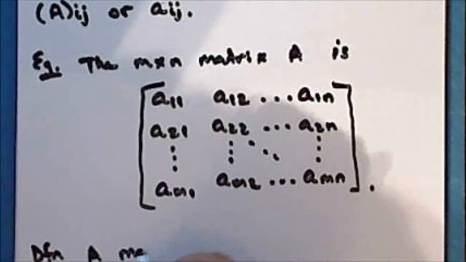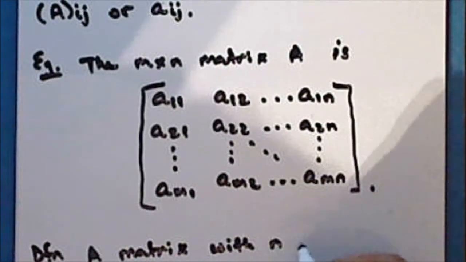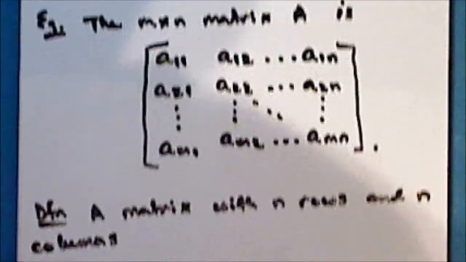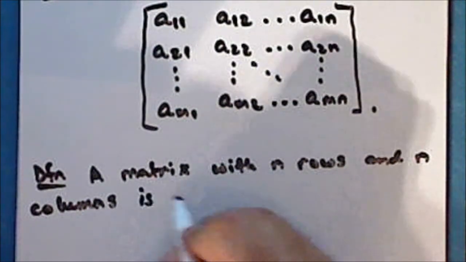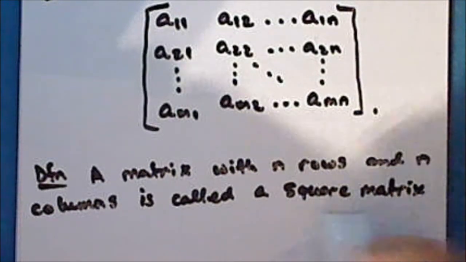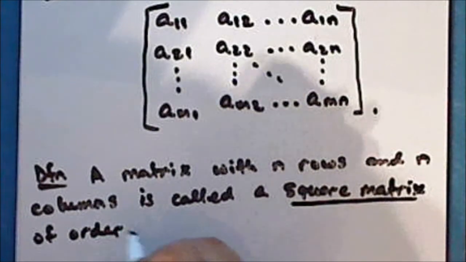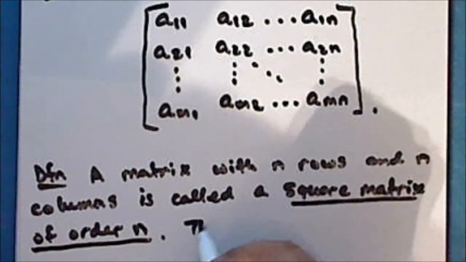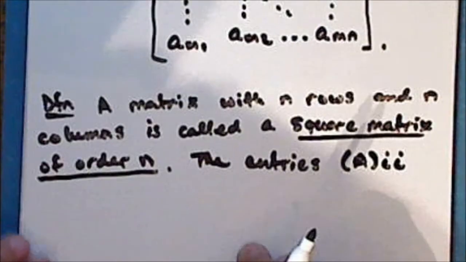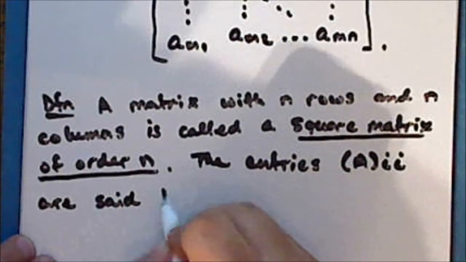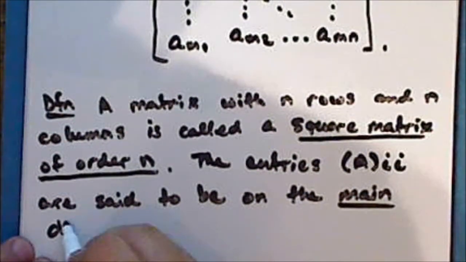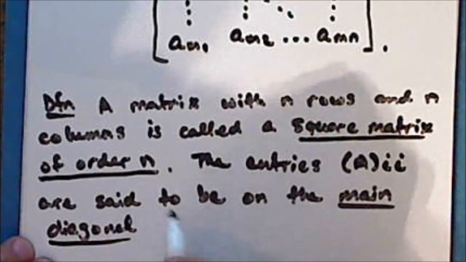Now, a matrix with N rows and N columns, that is, the same number of rows as columns, is called a square matrix of order N. The entries in row I, column I are said to be on the main diagonal of the matrix.